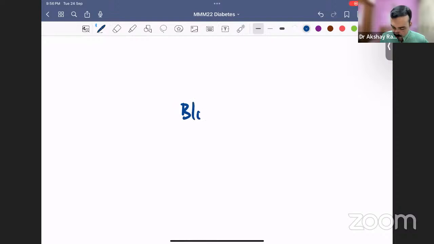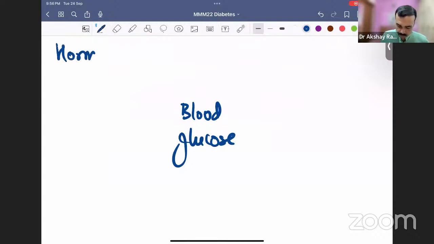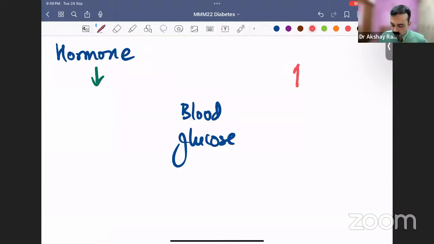Blood glucose. You guys tell me this. Which hormones reduce blood glucose? And which hormones raise blood glucose? Which means these are counter insulin hormones. They're called counter regulatory hormones.